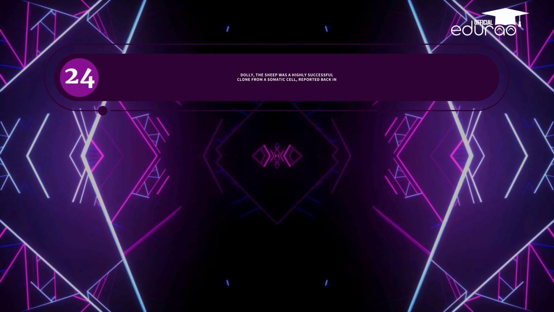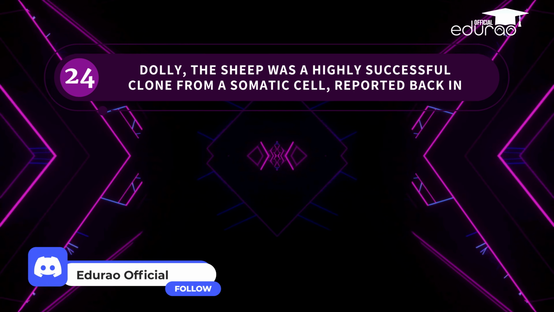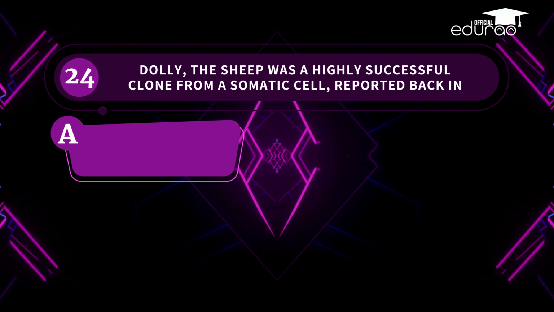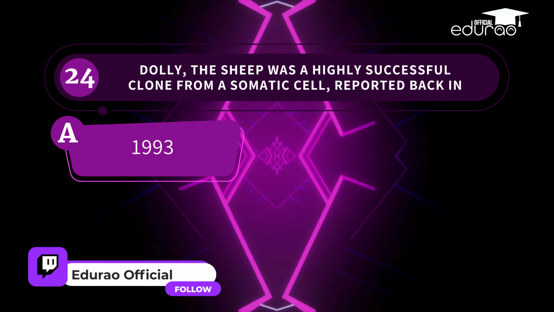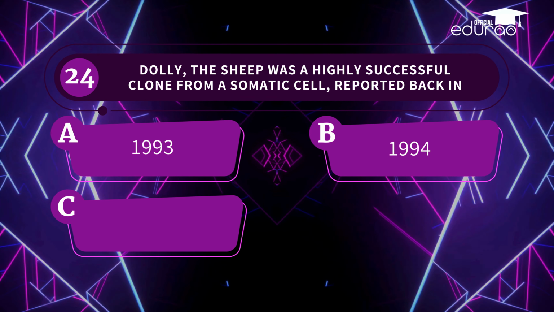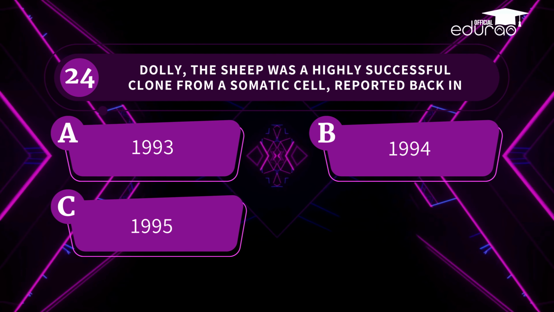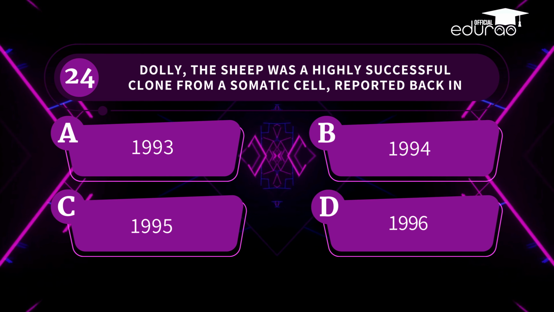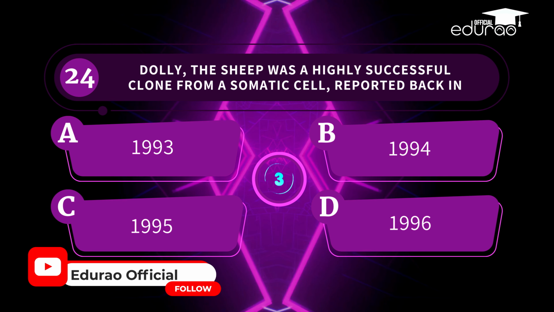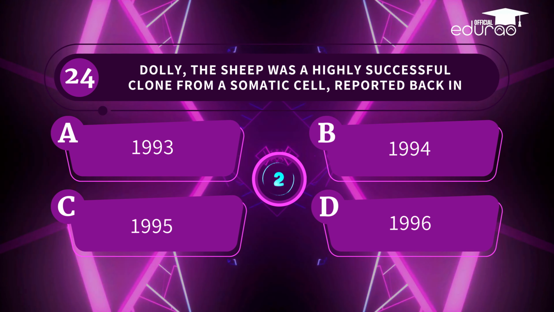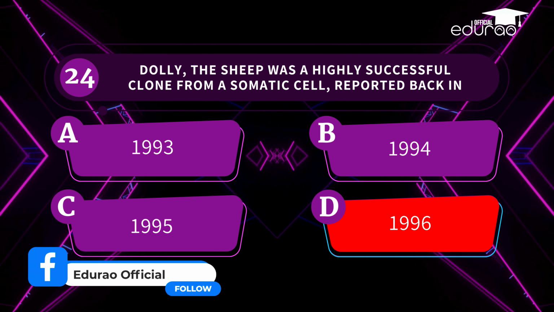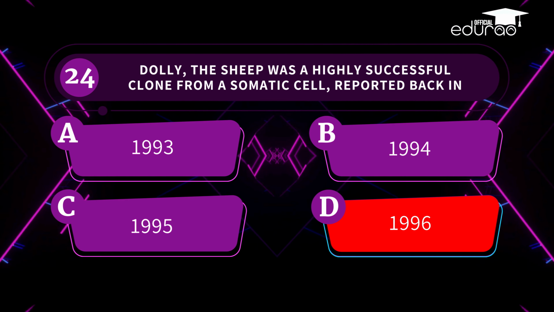Question 24. Dolly the sheep was a highly successful clone from a somatic cell, reported back in A. 1993, B. 1994, C. 1995, D. 1996. You've hit the nail on the head. The correct answer is 1996.